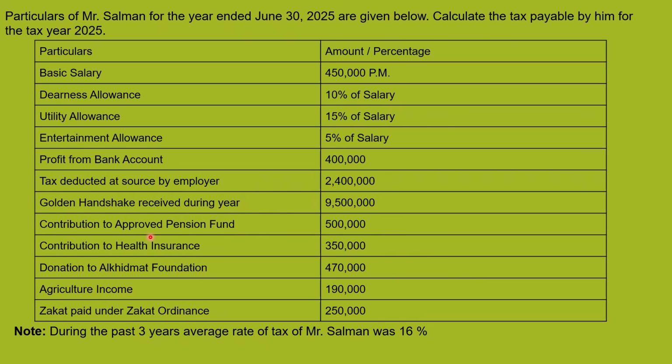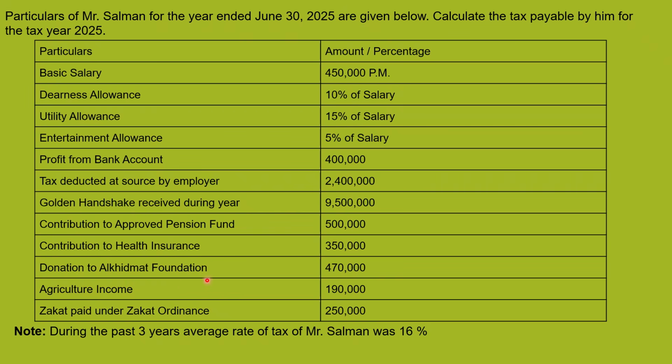Then the contribution to approved pension fund is 500,000 rupees. This contribution is by the employer. And contribution to health insurance is 350,000. This 350,000 is also a contribution from the employer for health insurance.